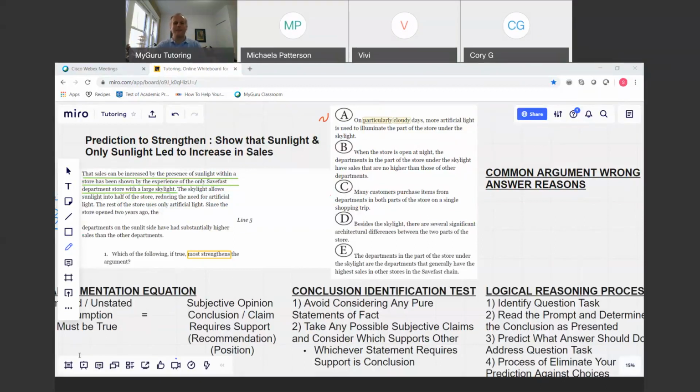So here's where we've got to make sure that we read carefully. And you have to apply the information from these choices as opposed to just reading them and thinking about it. You have to make sure that you interrogate all of the pieces. So let's go back to A first. Do we know how many particularly cloudy days there are at this store?